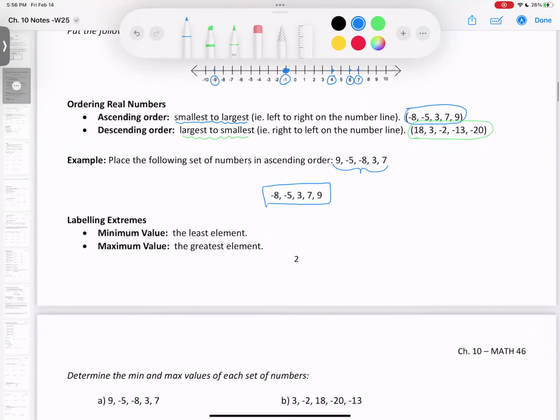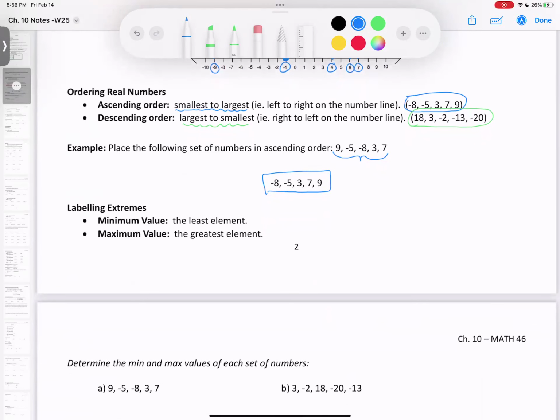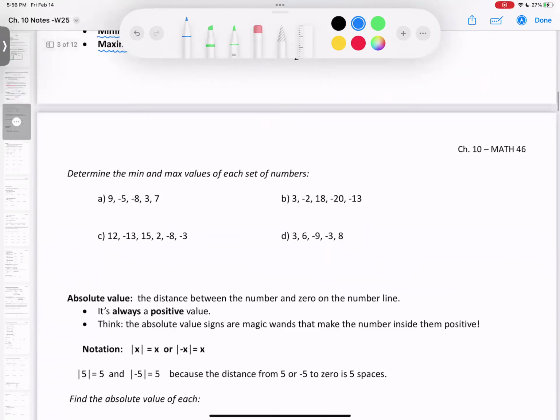Okay, another property of numbers you might sometimes want to know is the minimum value or the maximum value. People spend days, years figuring out minimums and maximums for certain things. The minimum is going to be the least element or the lowest number. The maximum is going to be the greatest element or the highest number.